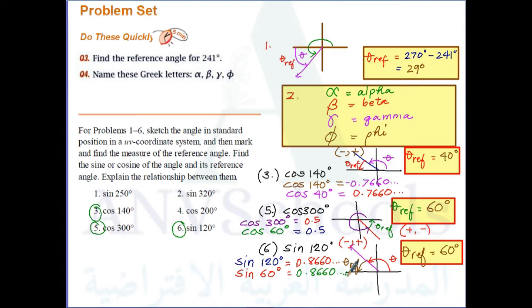And you have to take note also where the angle is located. Is it located in quadrant 1 where cosine and sine are positive? Is it located in quadrant 2 where your sine is positive, your cosine is negative? Or in quadrant 3 where both cosine and sine are negative? Or quadrant 4 where your cosine is positive and your sine is negative. So those are the things that you have to remember.